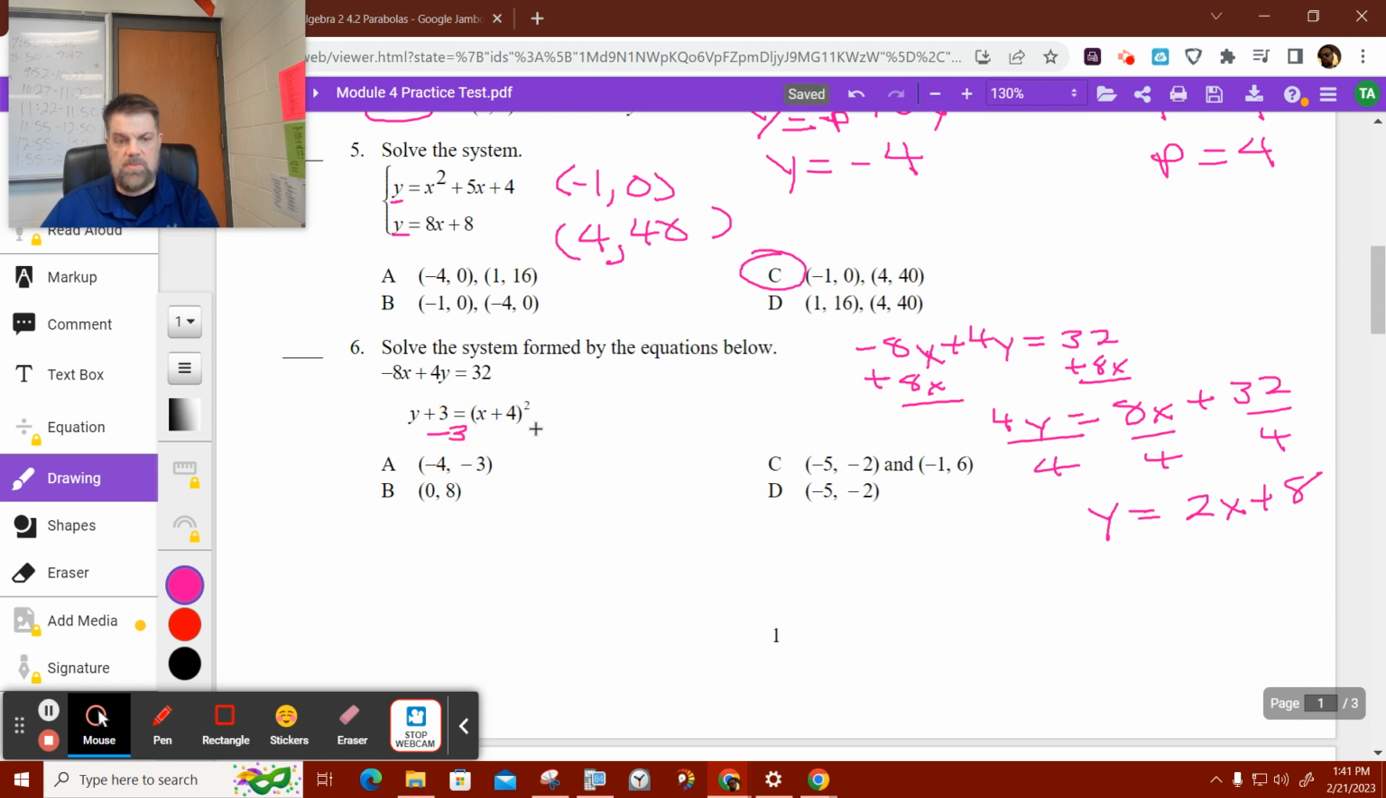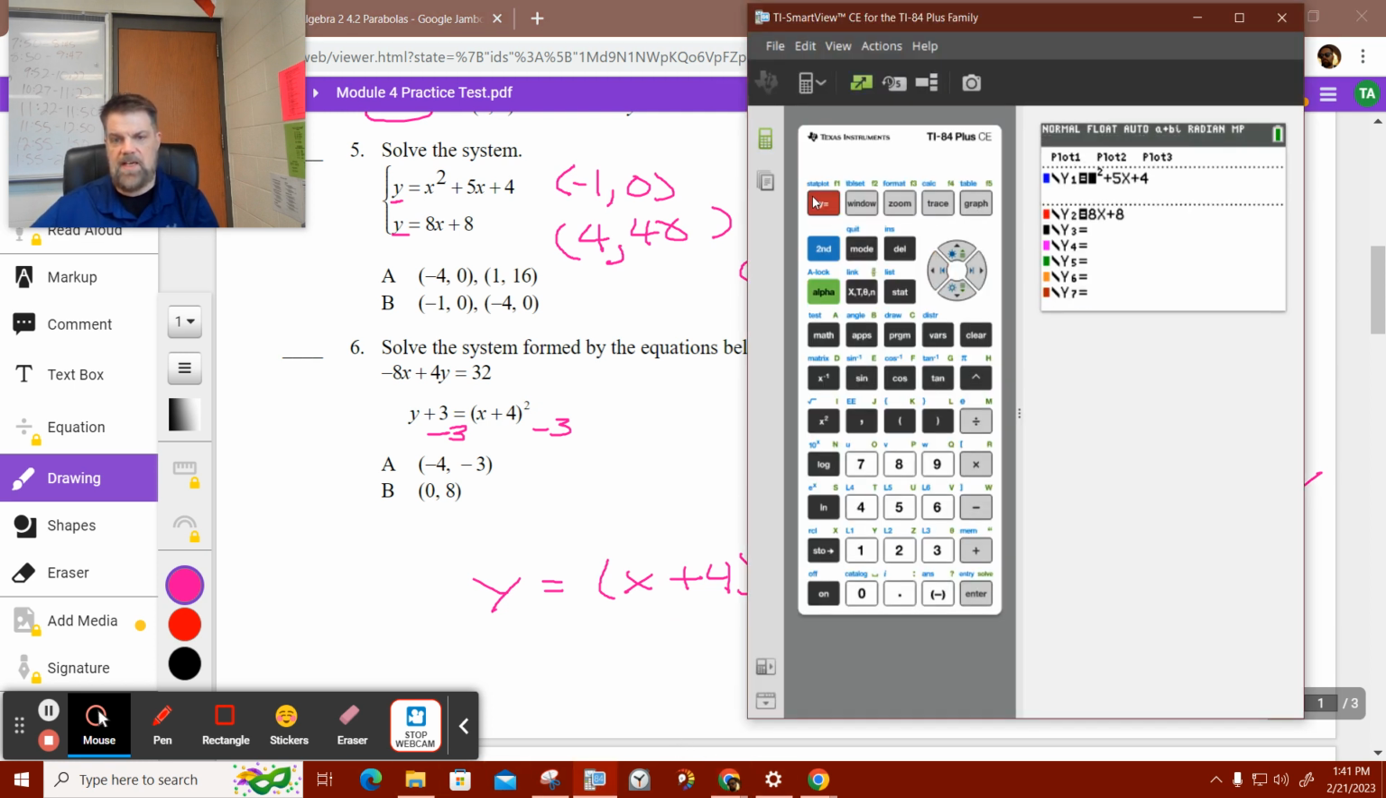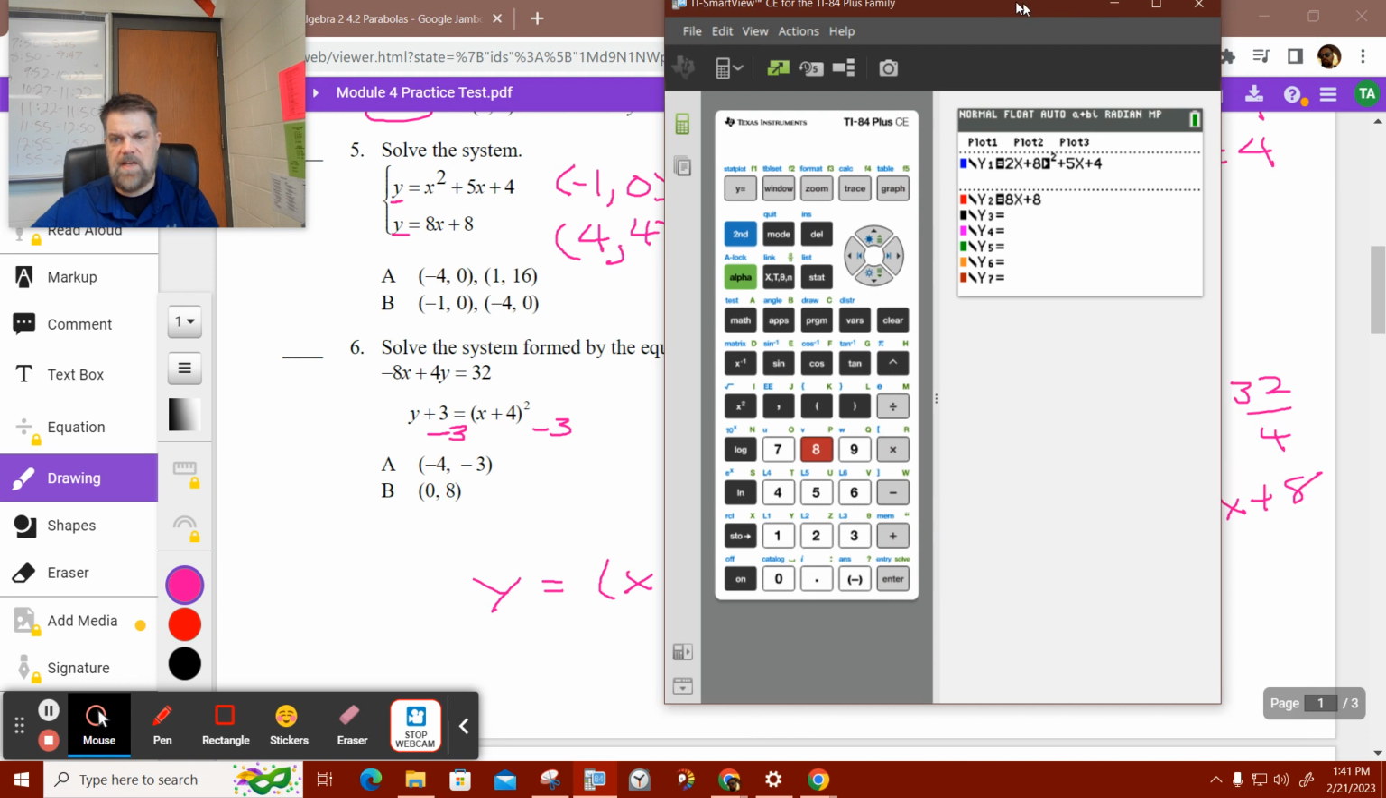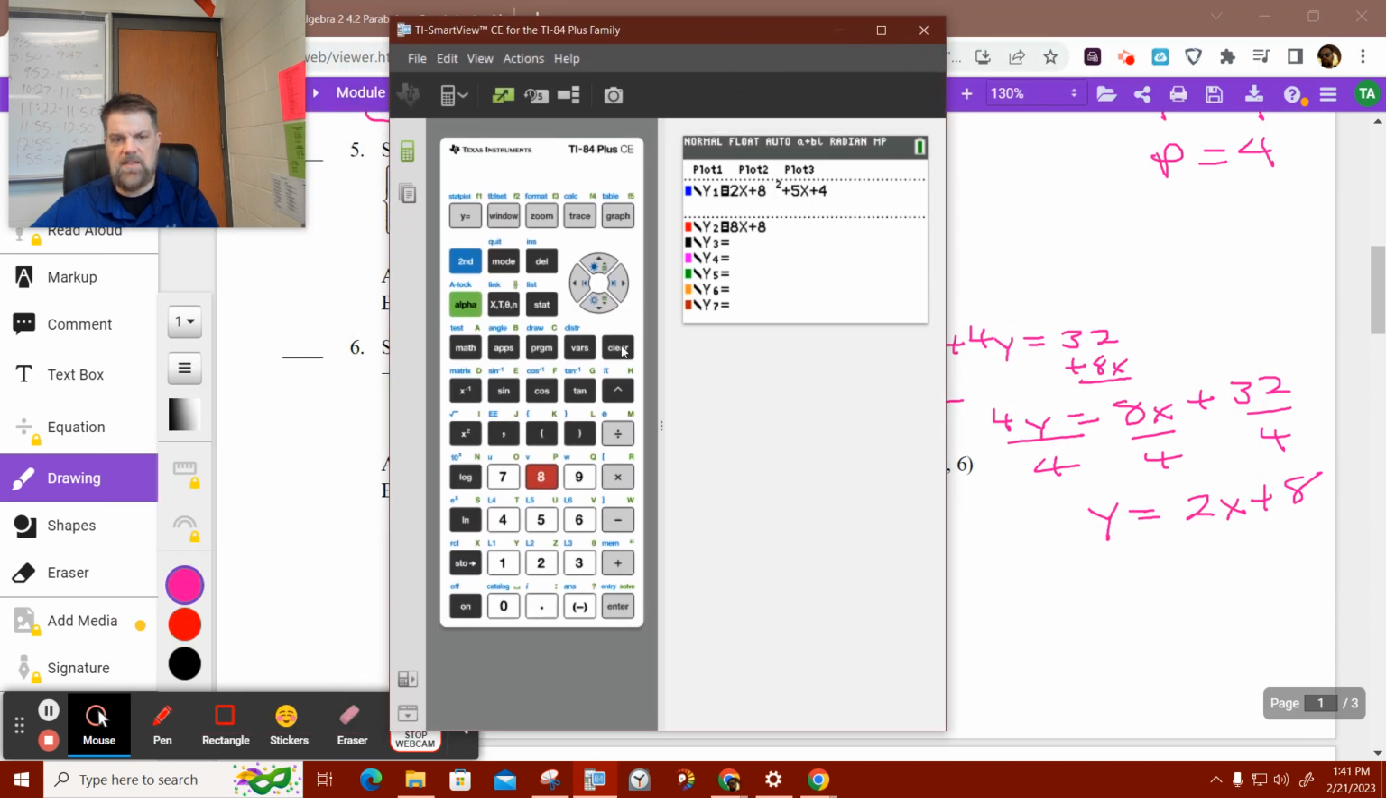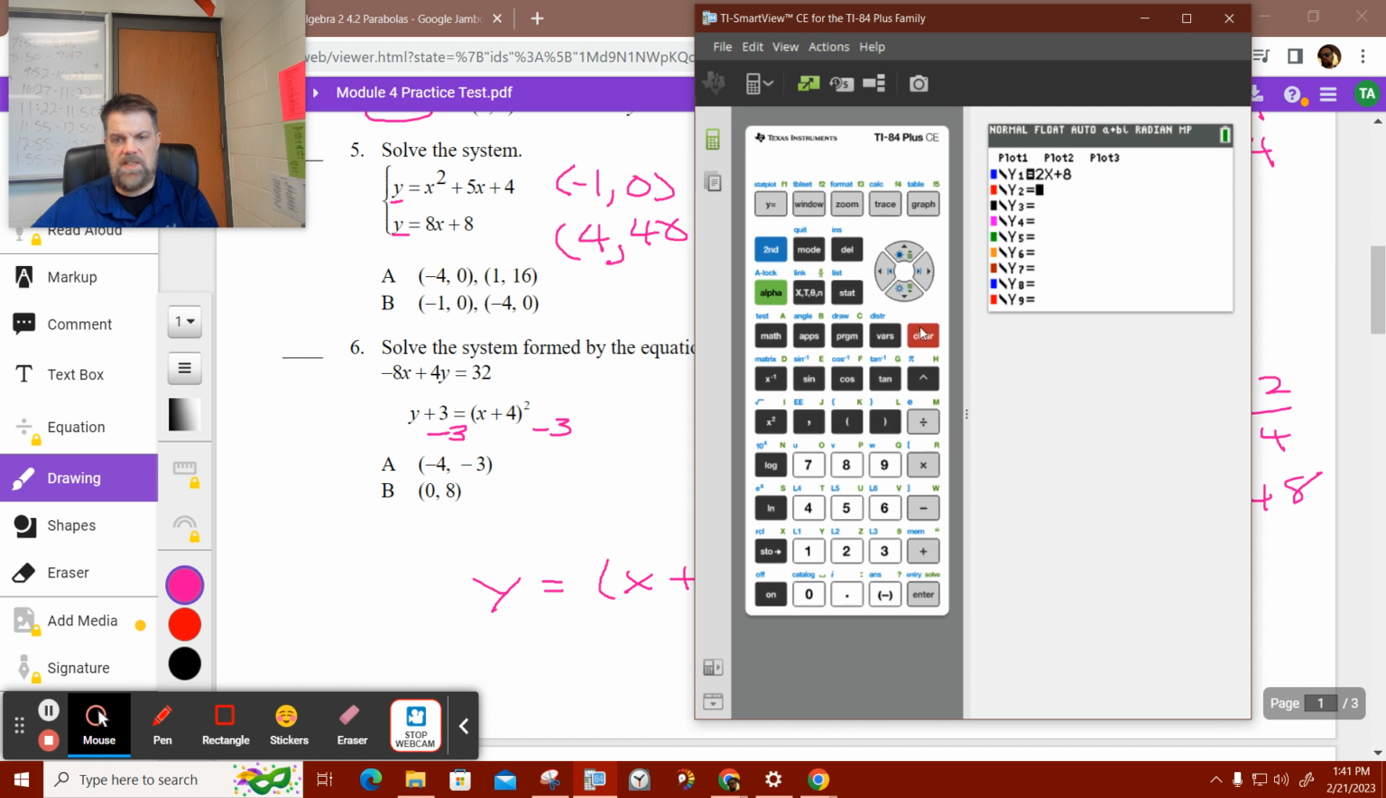Now for this one I'm just going to subtract 3 from both sides. So the second equation is y equals the quantity x plus 4 squared minus 3. So those are the two equations I'm going to put into my calculator. I'm going to go back here to y equals, 2x plus 8. Is that right? Yeah, 2x plus 8. Clear out this other stuff.